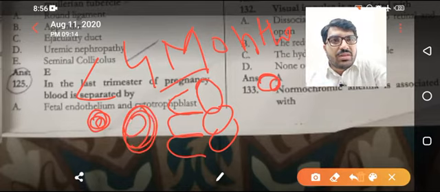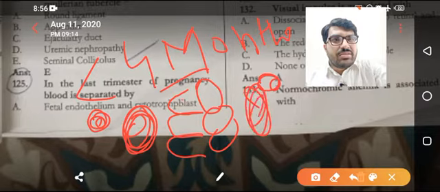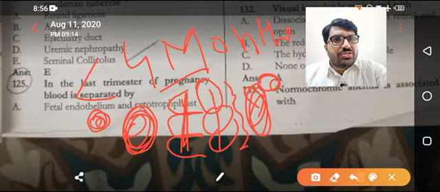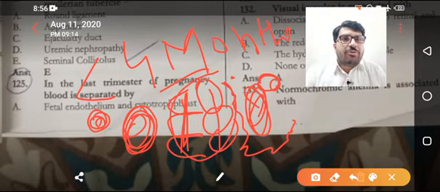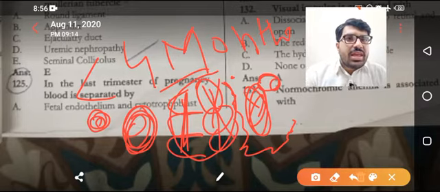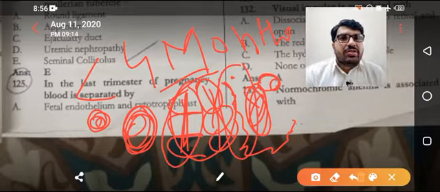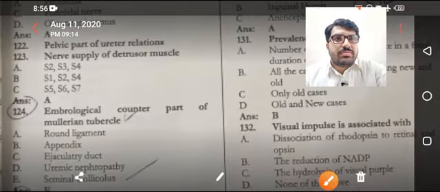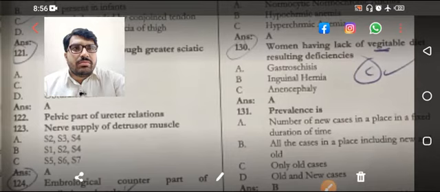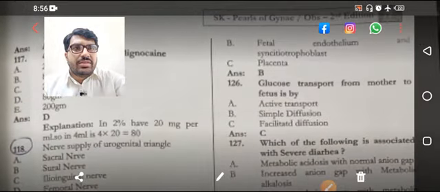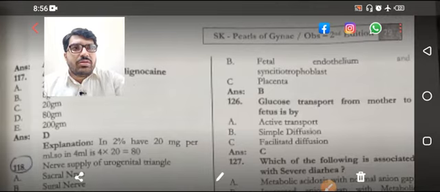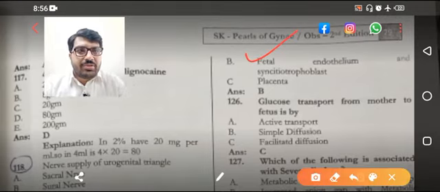There is the fetal blood and there is the mother blood, and this is the fetal endothelium. These are the cytotrophoblast, and there are syncytial type of cytotrophoblast. But the main barrier is these two things. After 4 months, the cytotrophoblast degenerates. Then the answer is fetal endothelium and the syncytial trophoblast.